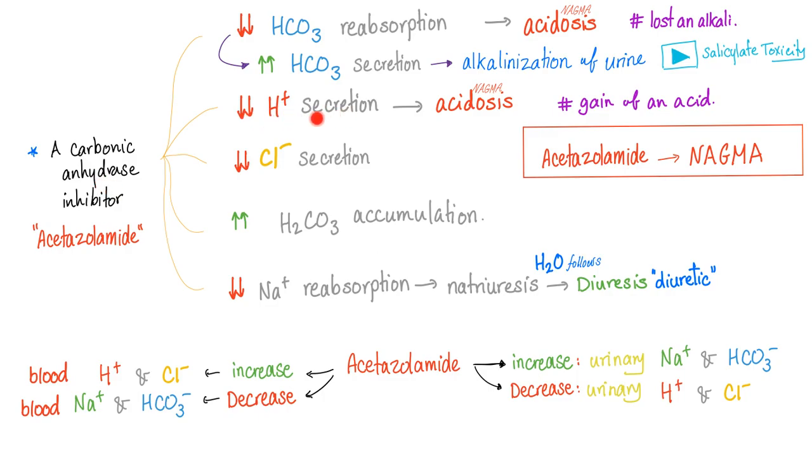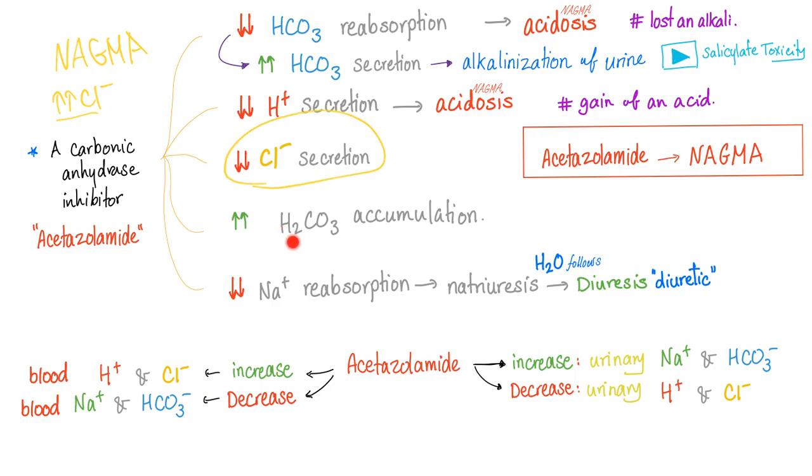Next, you are no longer secreting the hydrogen ions. Those protons will go into the blood, causing metabolic acidosis. What kind of metabolic acidosis are we talking about? You can call it normal anion gap metabolic acidosis. You can also call it hyperchloremic metabolic acidosis. Why? Because you have decreased chloride secretion.